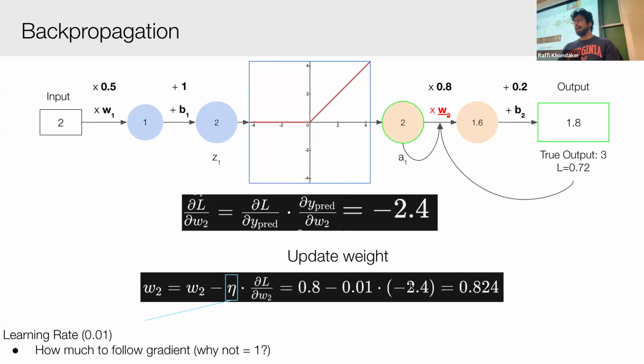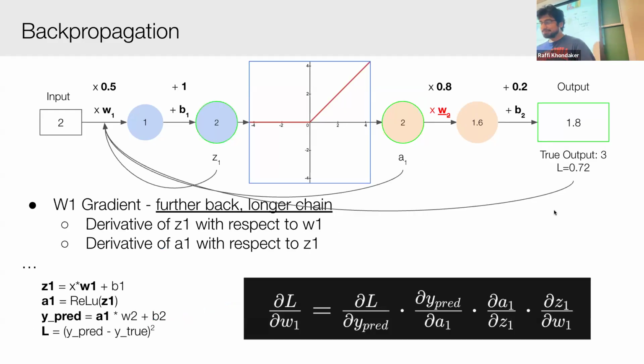I was going to ask why not have a 1 as your learning rate, why bother with it, but you guys know this. Why do we need a learning rate? So we don't overshoot. You guys are paying attention. I appreciate it.